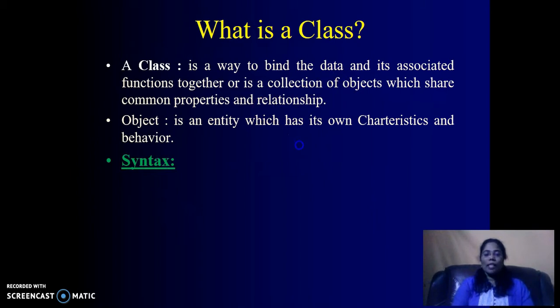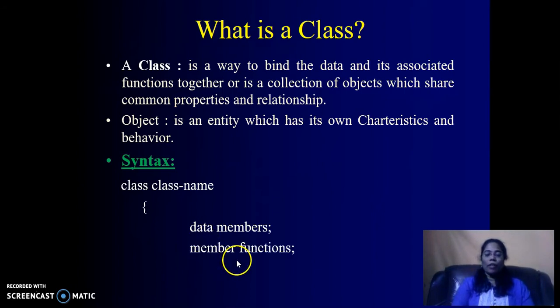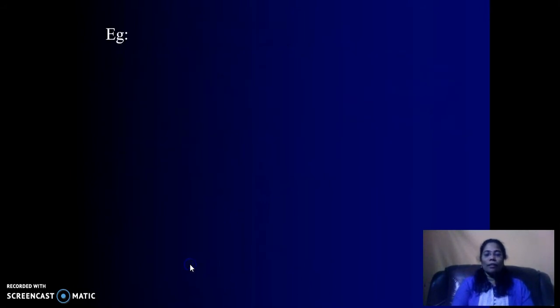Now we'll see the syntax for the class. First we have to write the class name, and then we have to open the curly braces, and we have to enter the data members and the member functions, and finally we have to close it and terminate the class. So this is the syntax of the class. I told you a class is a way to bind the data and its associated functions together. It is known as the class. Next, we'll just see an example for this.